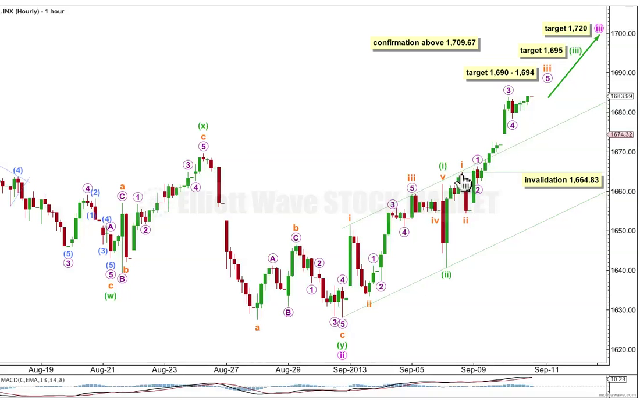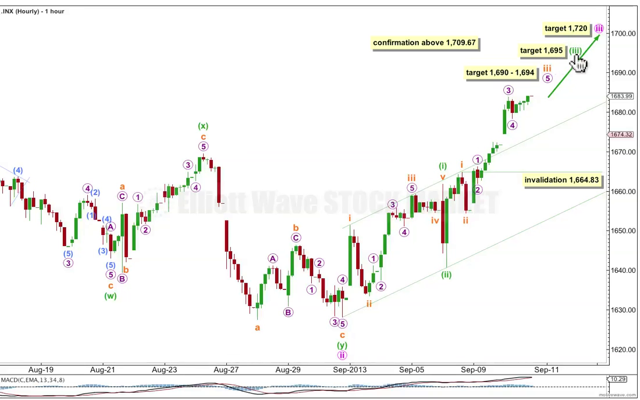Subminuette wave 4 may not move into subminuette wave 1 price territory. Movement below 1664.83 would invalidate this wave count over the next day or so. I'd expect the fourth wave to be quite brief. I wouldn't expect it to last up to a session. It could, but it's more likely that it should be over quite quickly. When it's done, more upwards movement to complete minuette wave 3.